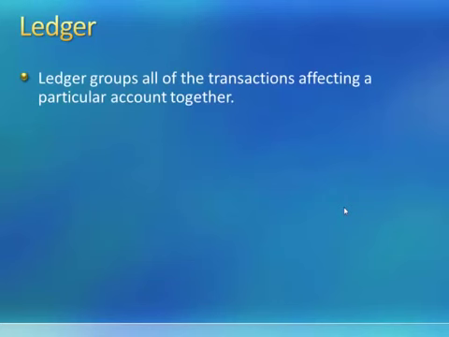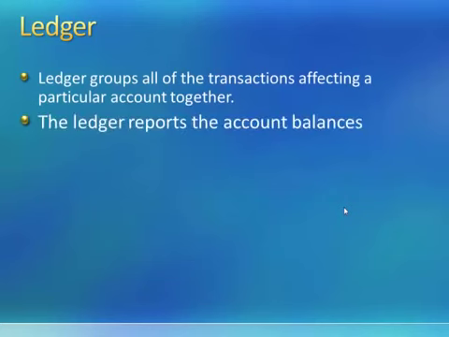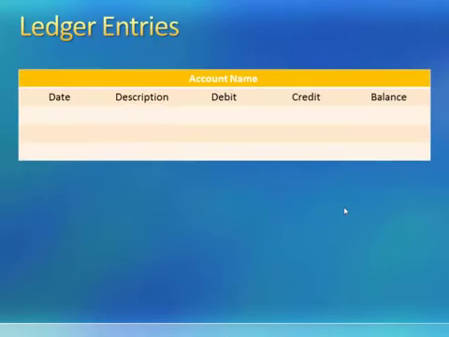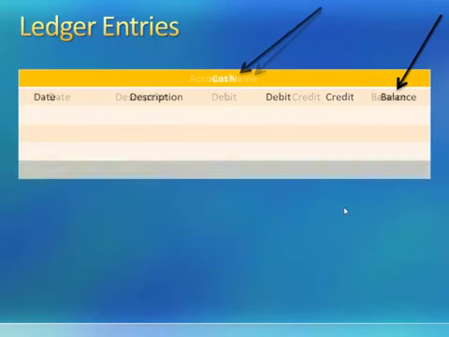Next, we want to take a careful look at the ledger. The ledger groups all of the transactions affecting a particular account together. The ledger reports the account balance, and a T account is a way to conveniently represent the ledger. So let's take a more careful look at the ledger. The ledger includes an account name as well as a balance. The debit and credit columns are still there, as well as a description. So here we see a cash ledger.